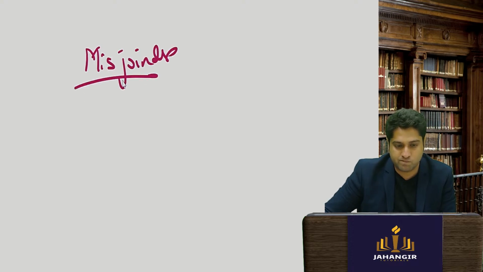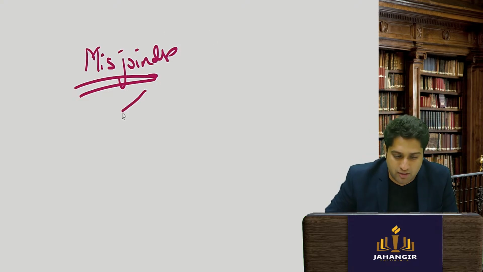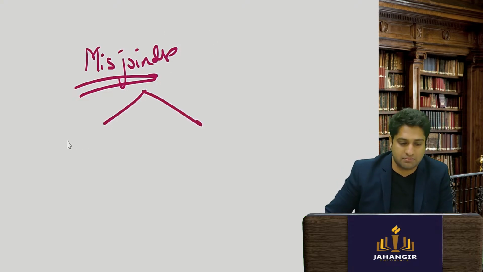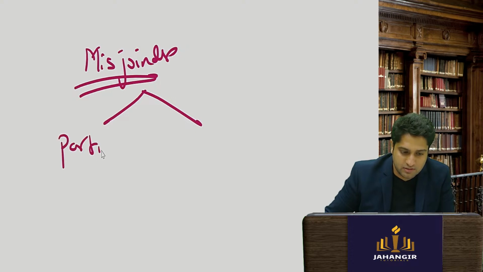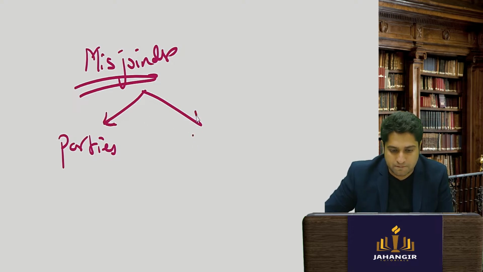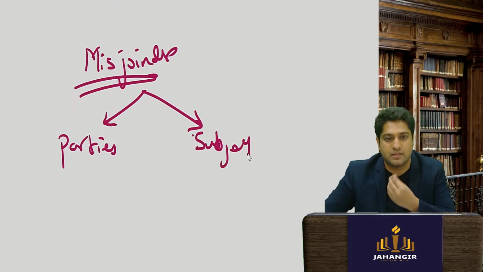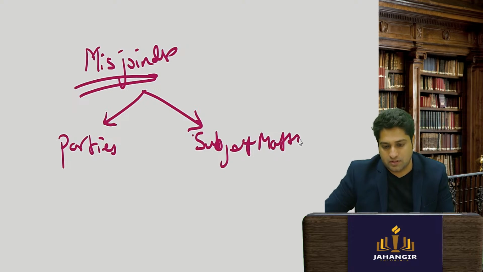Misjoinder. Okay. Now, what does a misjoinder mean? Misjoinder could be of two kinds. One is a misjoinder of parties, or it could be a misjoinder of case or subject matter.